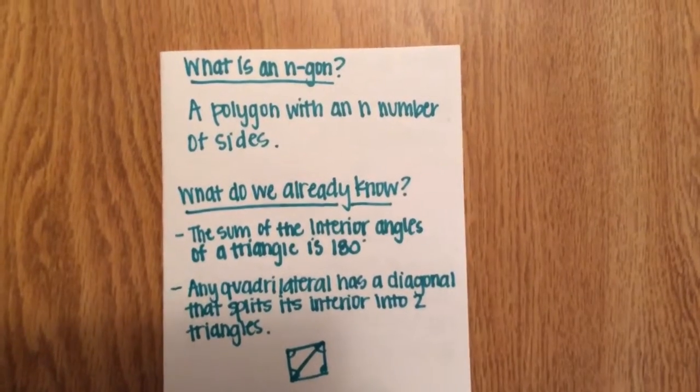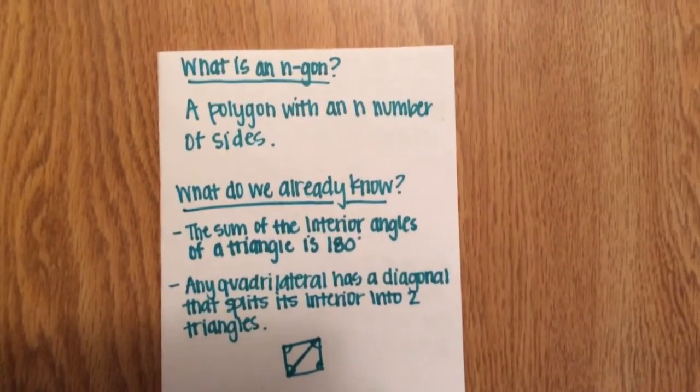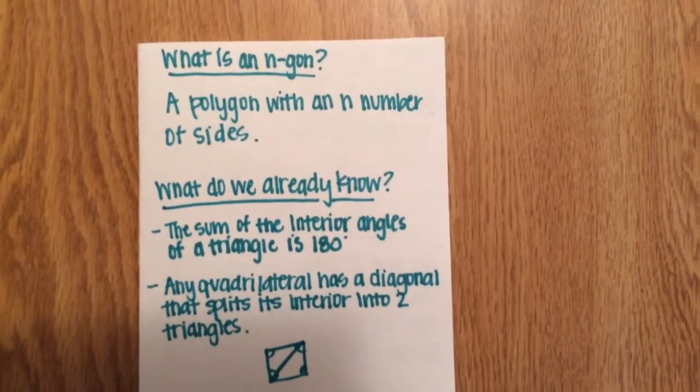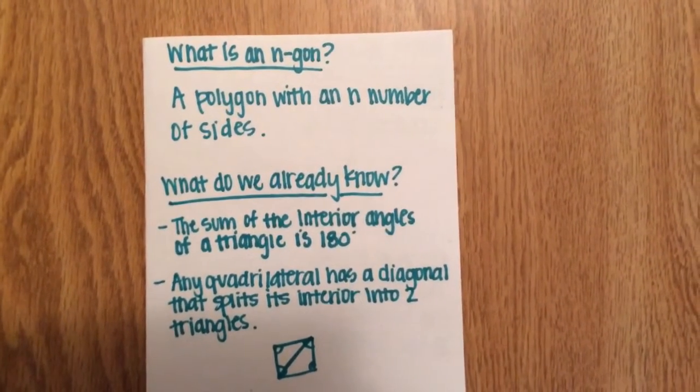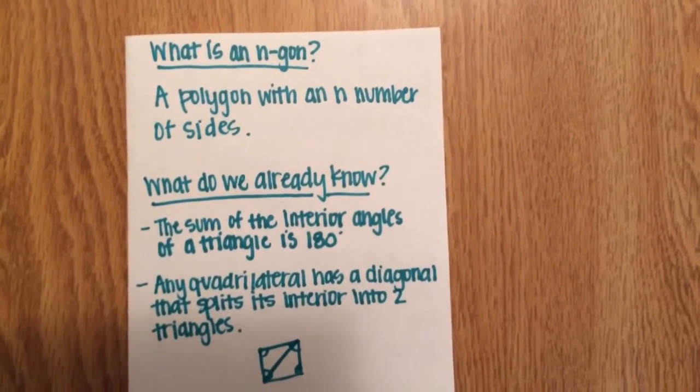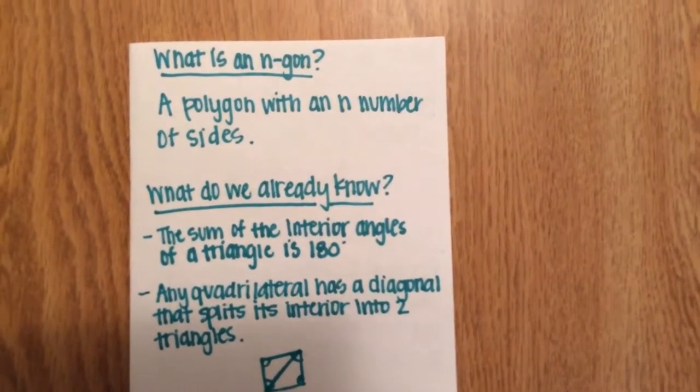Now we can ask ourselves, what is an n-gon? An n-gon is a polygon with n sides, with n being a variable that represents a number. So it can have 5 sides, it can have 6 sides, it can have any number of sides.